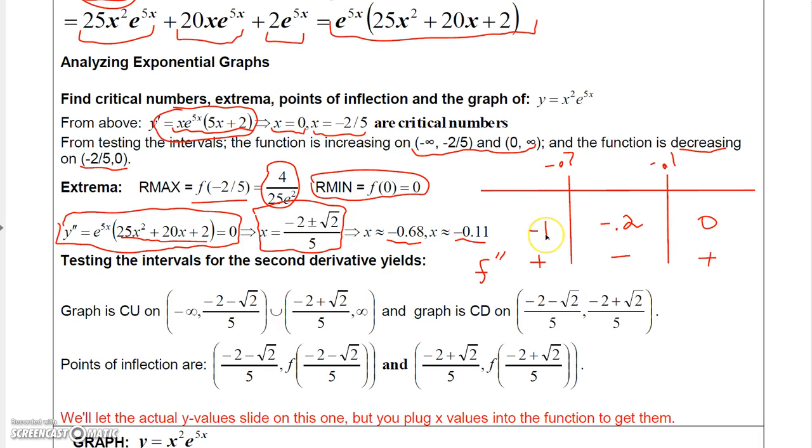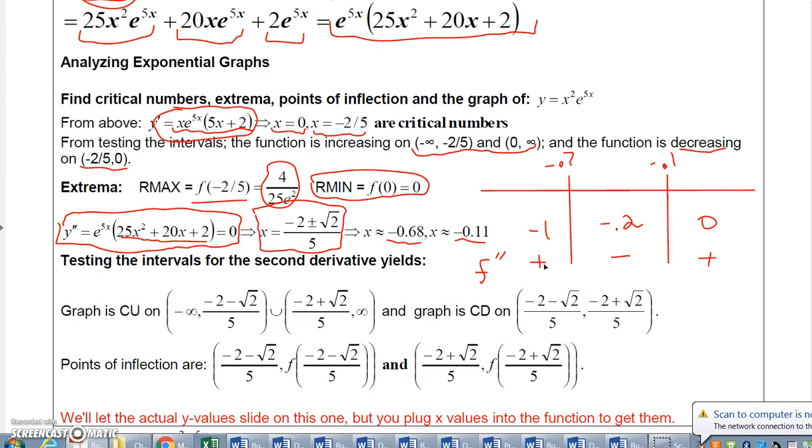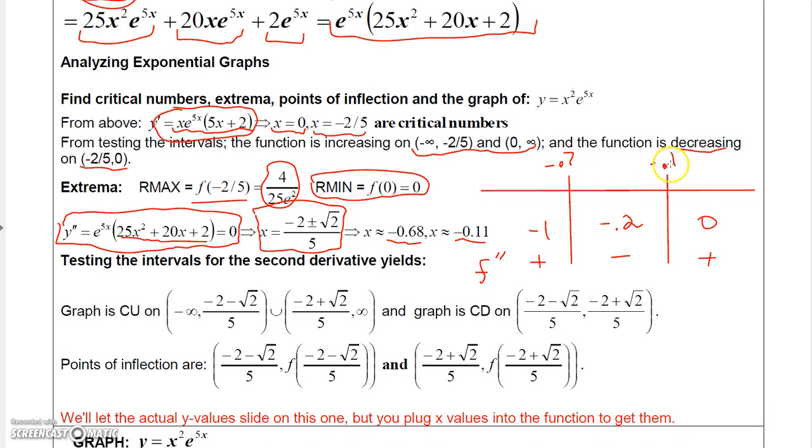Okay, so I picked a number to the left of negative 0.7, which is negative 1, and I plugged it into the second derivative, and I got a positive value. So that tells me that since the second derivative is positive, the graph is concave up in that interval. And then when I picked a number between negative 0.7 and negative 0.1, negative 0.2, and plugged that in, I got a negative, so the graph must be concave down in that interval. And then I just chose 0 since that's a number to the right of negative 0.1, and so I've got positive, so we're concave up in this interval.